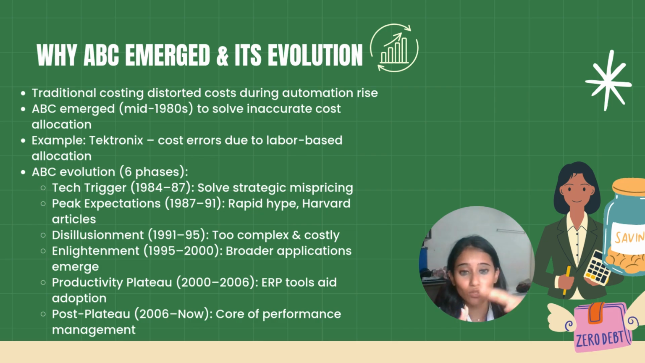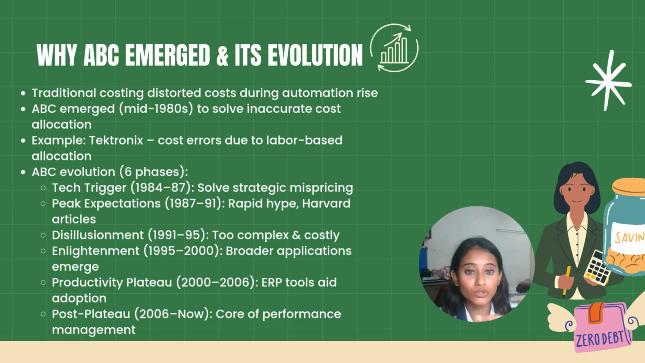And this article also outlines ABC's evolution in six phases, which is quite similar to a hype cycle. So first, the technology trigger phase, which happened from 1984 to 1987, where early users like Tektronix used ABC to fix distorted costs. Then came the peak of inflated expectations, which happened from 1987 to 1991, when academics like Kaplan and Cooper popularized ABC.